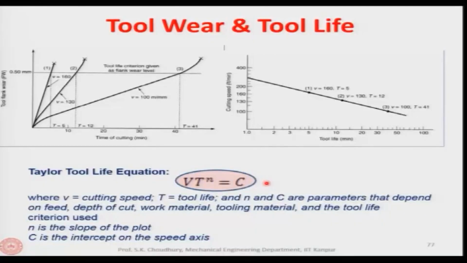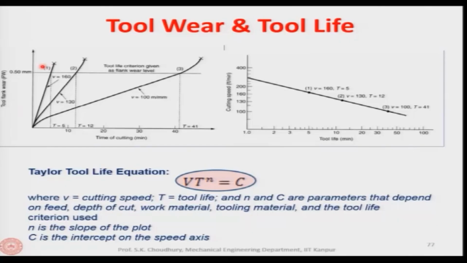So, for example, here it is shown the time of cutting and the tool flank wear. Now, for different cutting speeds, the curves will be like this. Usually at higher cutting speed, the flank wear will be more. So, this is lower than this, and this is even lower than that. As you can see, at lower speed the flank wear is less, or the curve is less steep, but at a higher speed the flank wear is more. This is very obvious.